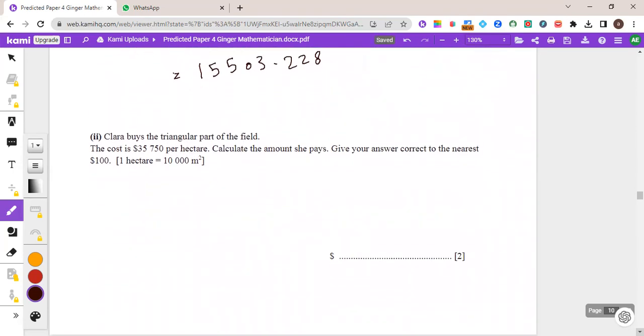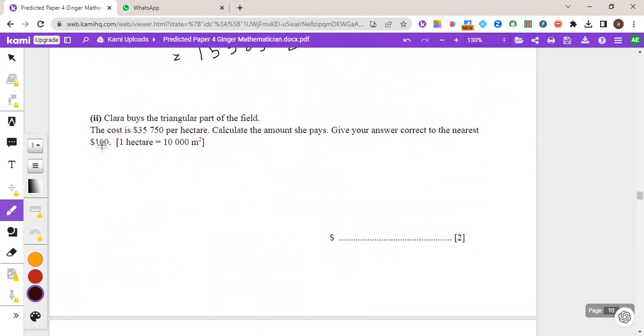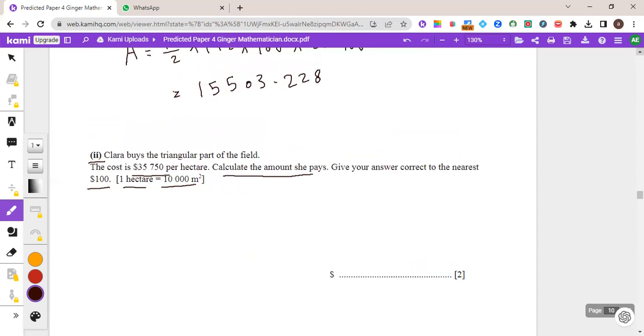Safe. Double I. Safe. Yes, safe. Yeah. Clara buys the triangular part of the field. The cost is $35,750 per hectare. Calculate the amount she pays. Give her answer correct to the nearest $100. 1 hectare equals 10,000 meters square. Yes. So that is the area. We know the area. That is the area. Yes.